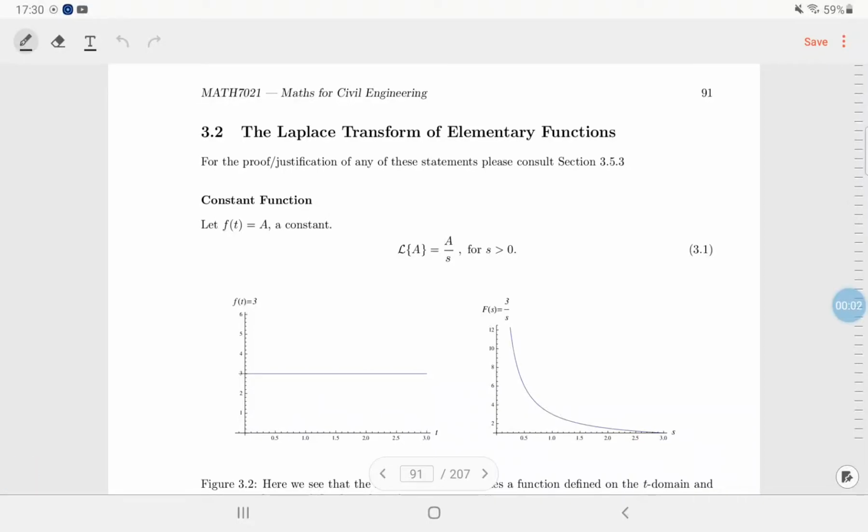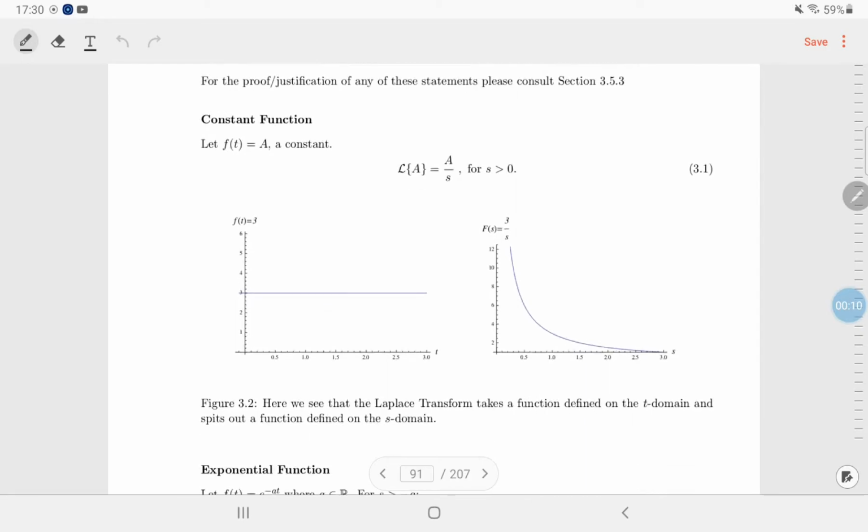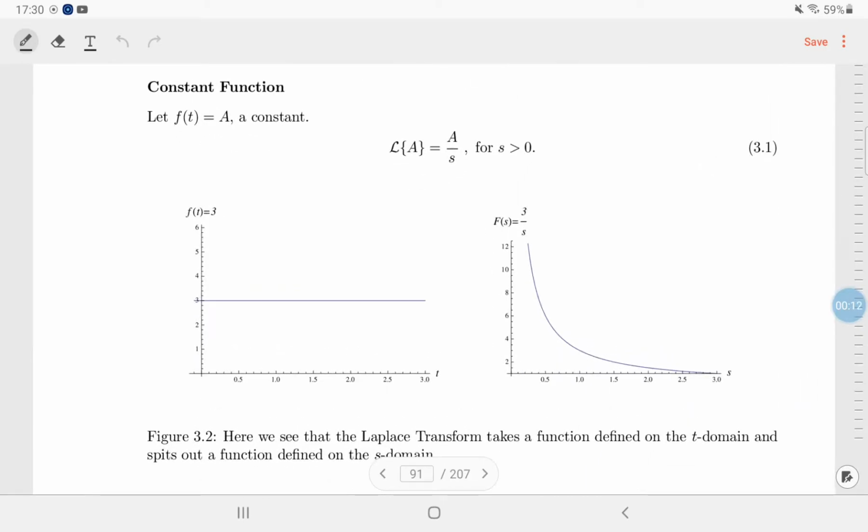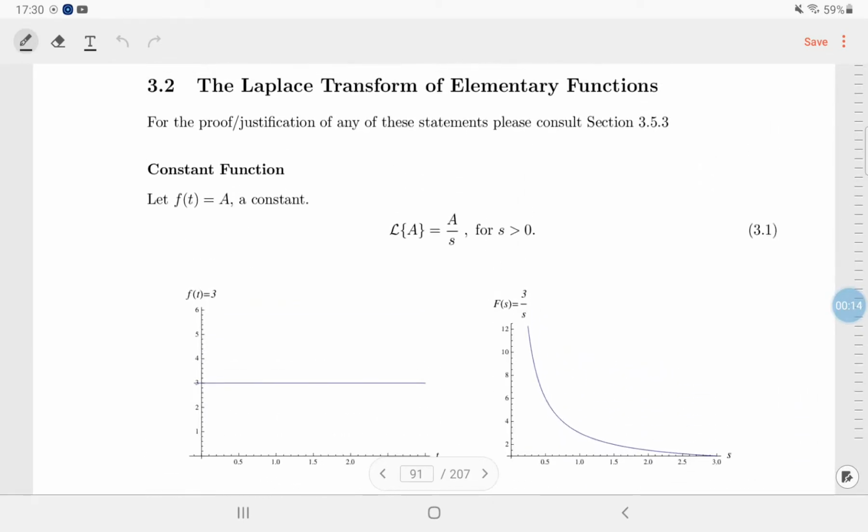Examples. Now, if you want to see where these things are coming from, off you go into section 3.5.3, where all of this is done. So the first one is, and there's going to be some table of these. There's a table somewhere, which hopefully I will send on to you sooner rather than later.